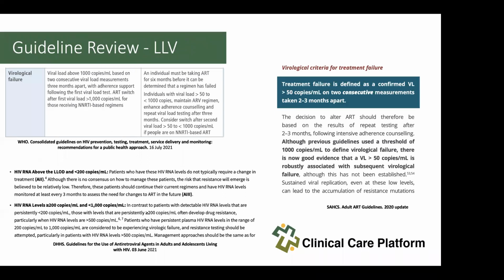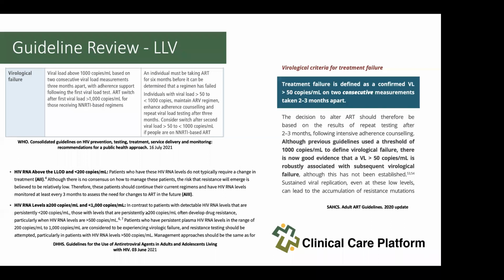So before I share with you what the South African guidelines say about patients with low-level viremia, let's start on the right there. This is the South African HIV Clinician Society, right? These are open guidelines written for anyone who has an interest in HIV, but they are predominantly used by the private sector, because in the public sector, we only use guidelines that are signed off by the minister. But just pay attention to their definition of treatment failure there.